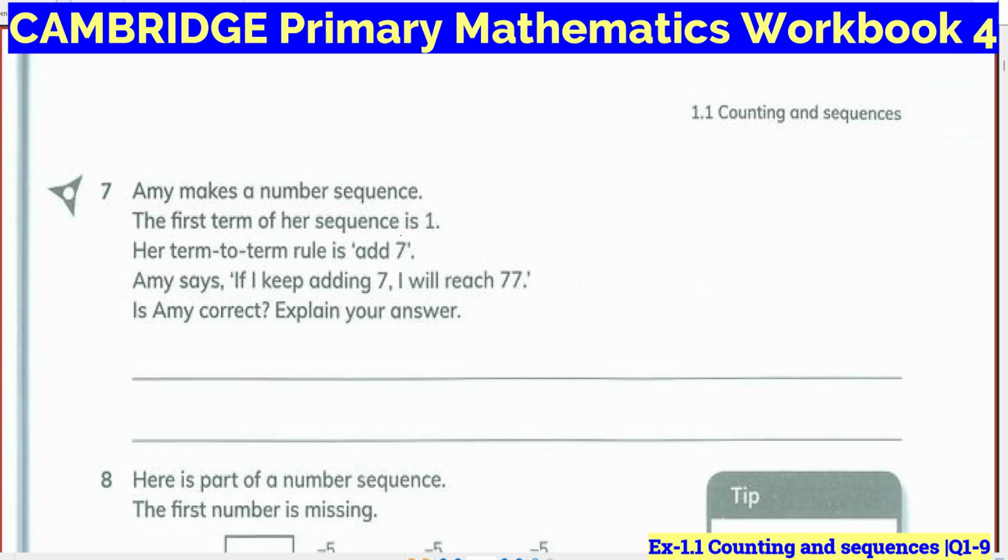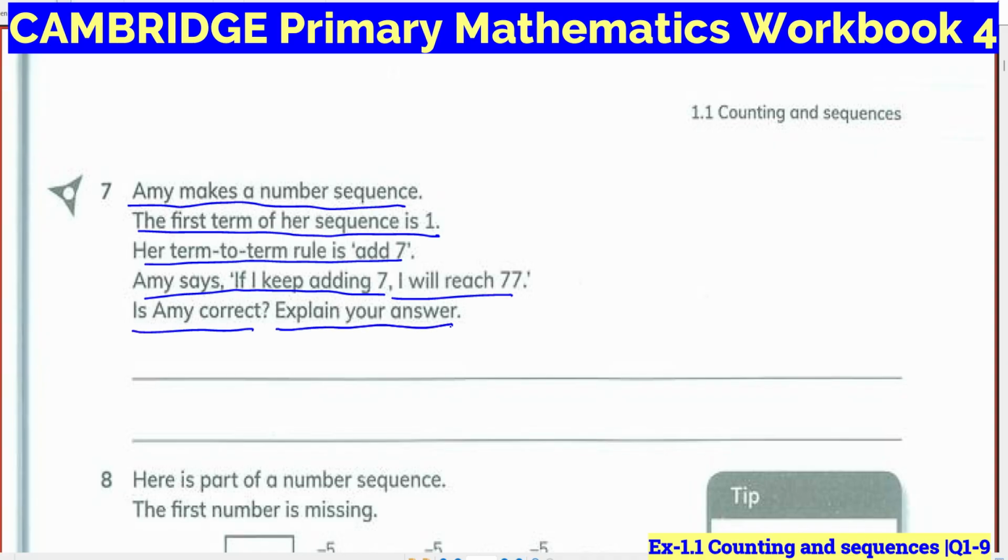Number 7. Amy makes a number sequence. The first term of her sequence is 1. Her term to term rule is add 7. Amy says, if I keep adding 7, I will reach 77. Is Amy correct? Explain your answer.